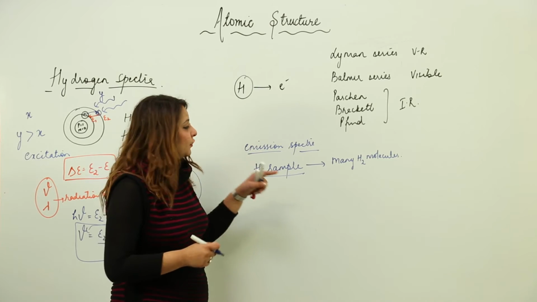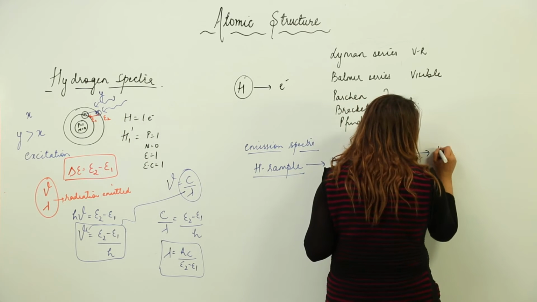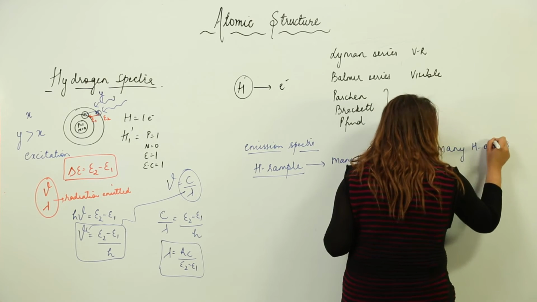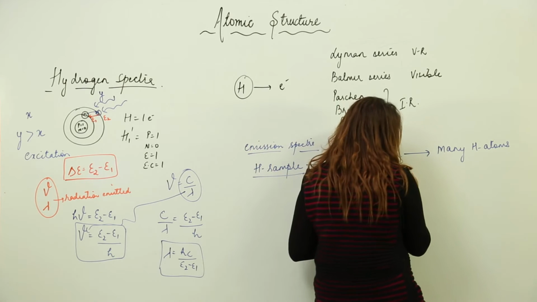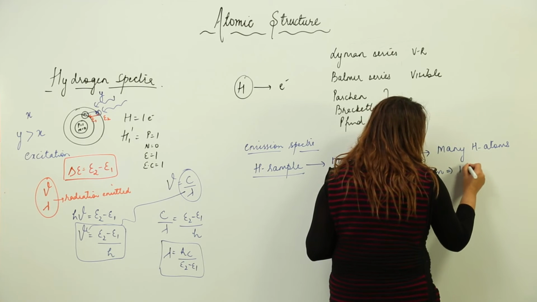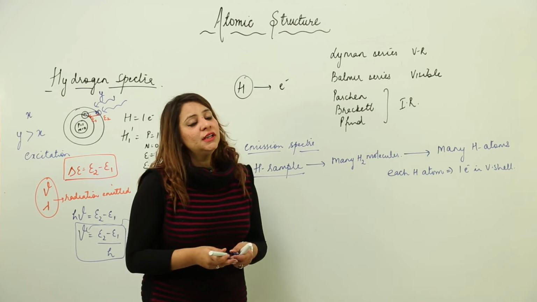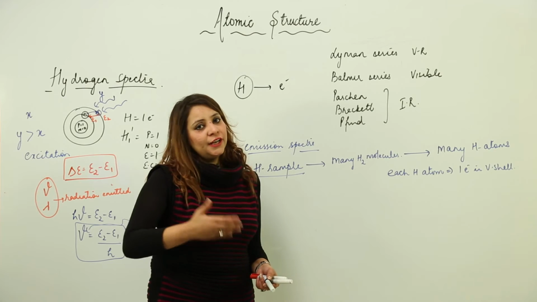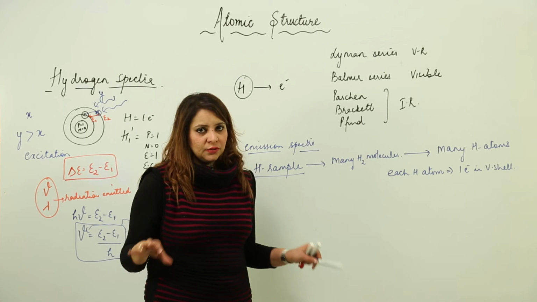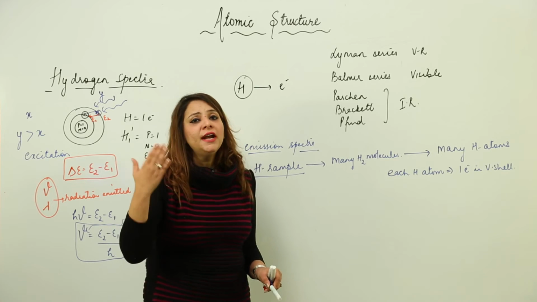So what we do is, whether we supply it with electric discharge or whether we heat it, what is going to happen? Hydrogen molecule will break up to form many hydrogen atoms. Many hydrogen atoms. And we know that each hydrogen atom has one electron in valence shell. So as there are so many atoms, they will be having their own electron. So when you supply it with energy, electrons of all those atoms get excited to different energy levels.